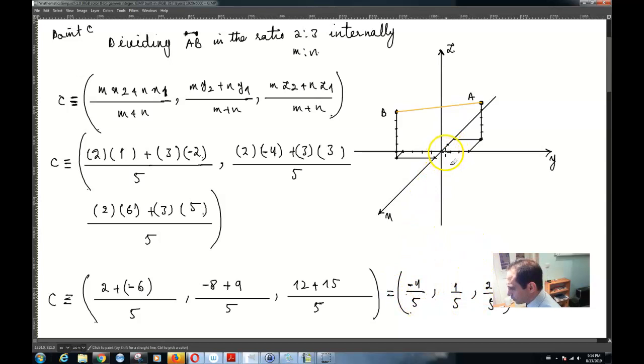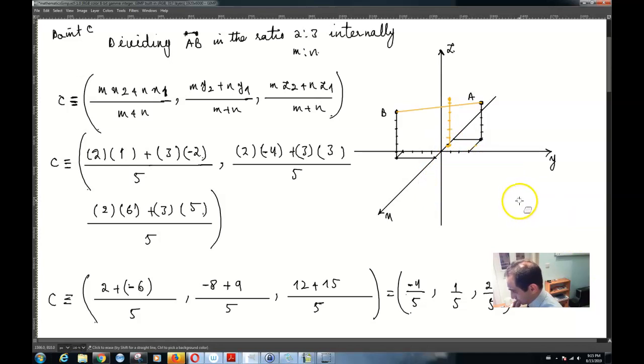So negative 4/5 would be this point over here, and then 1/5 would be some point over here, and then 27/5 would be 5 and 2/5. So from here I have to go up 1, 2, 3, 4, and 5 and 2/5. The point would be somewhere over here. That is your point C.